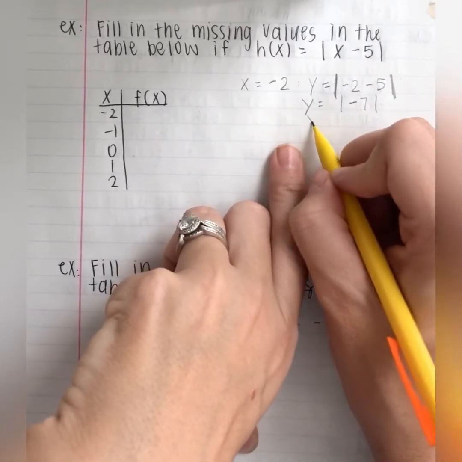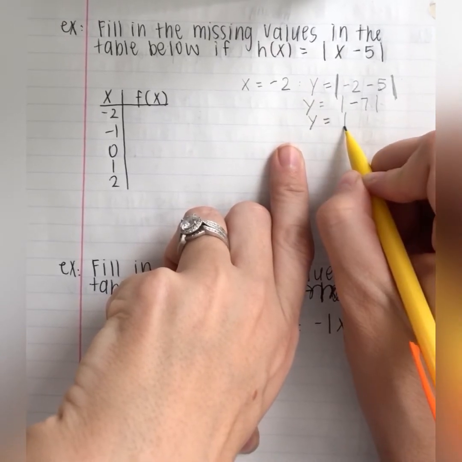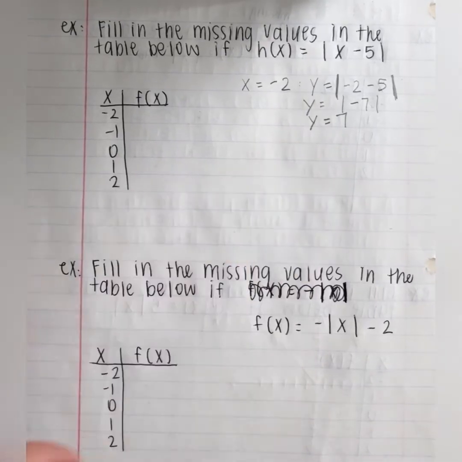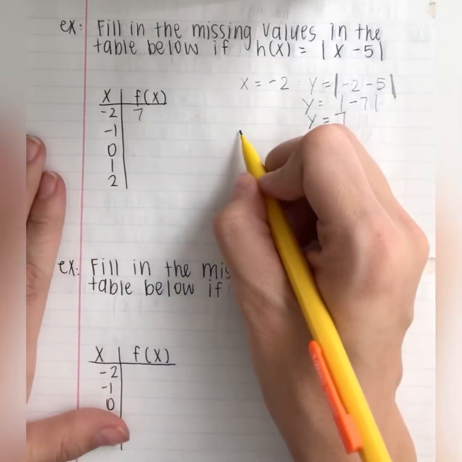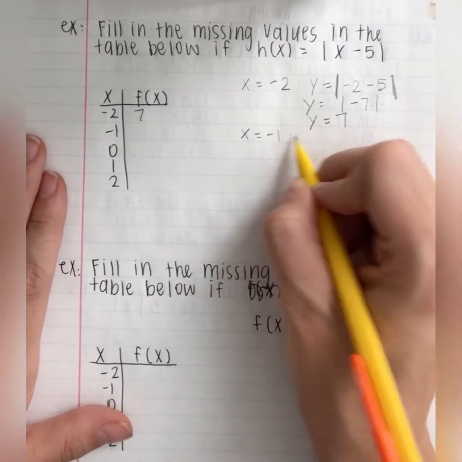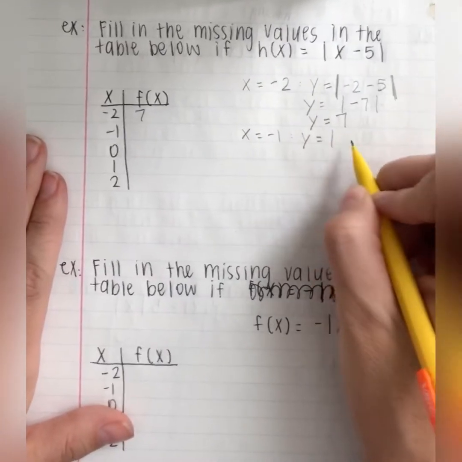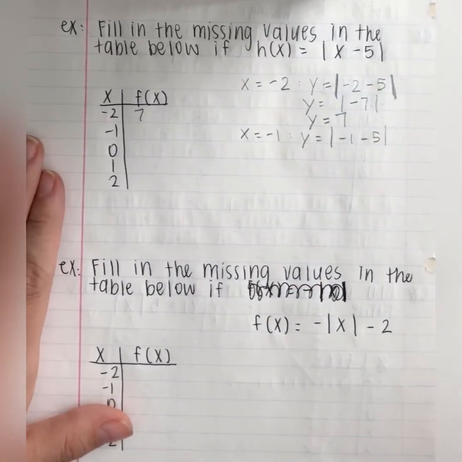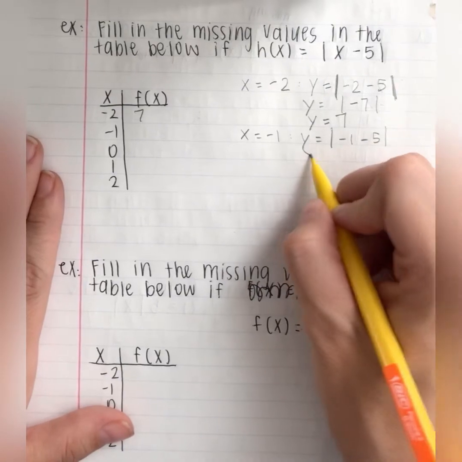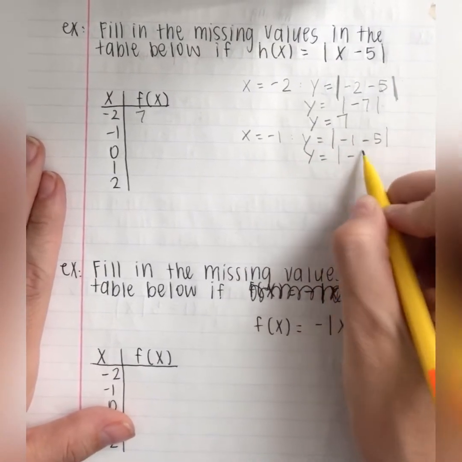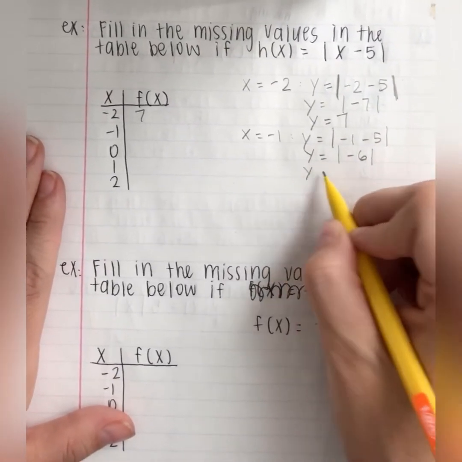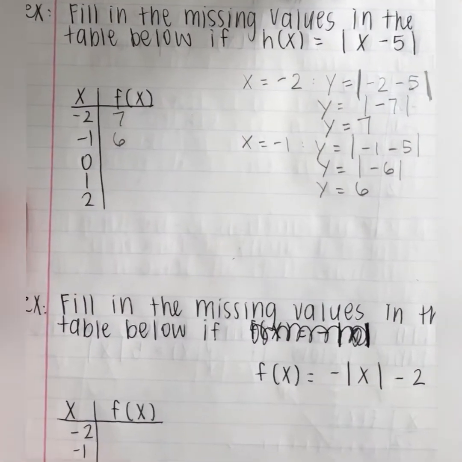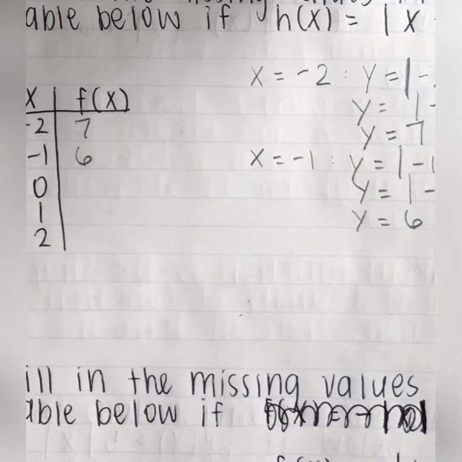And we know the absolute value of a negative makes a positive. So we get y equals positive 7. Let's look at when x is negative 1. So we have y equals the absolute value of negative 1 minus 5. Okay. Negative 1 minus 5 gives us the absolute value of negative 6. And the absolute value of negative 6 gives us a positive 6. Let's zoom in some. Okay.